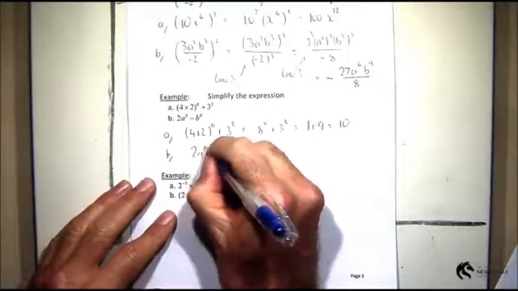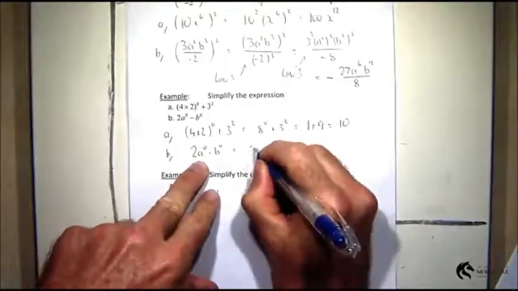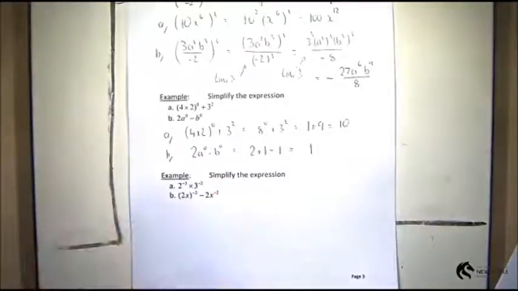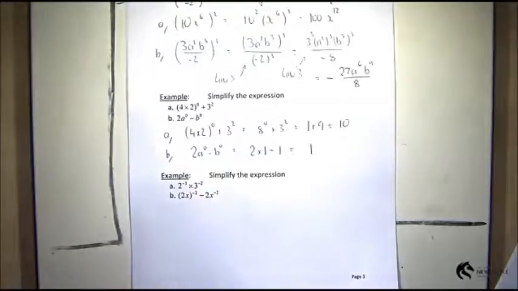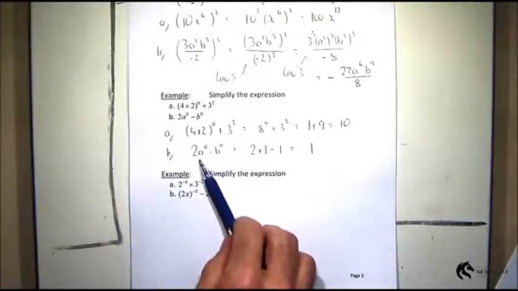Now a to the 0 minus b to the 0. We do our indices first, so that's 2 times 1 minus 1, so that comes out to be 1. You do indices before you do your multiplication in your order of precedence when evaluating arithmetic calculations. BIMDAS, I think, is the mnemonic: brackets, indices, then multiplication and division, then addition and subtraction. So in here I do the indices before I do the multiplication.